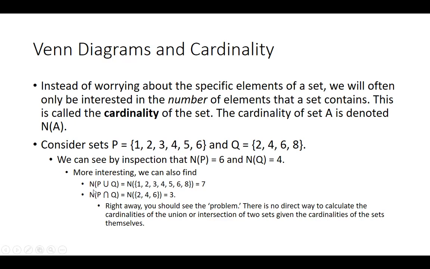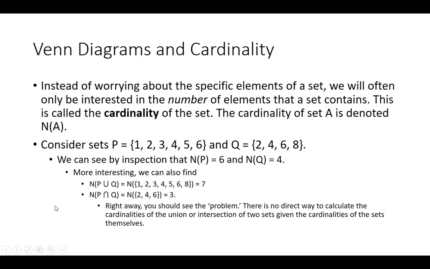More interesting, we can also find the cardinality of the union and the cardinality of the intersection of P and Q. The cardinality of the union would be the number of things inside the set {1, 2, 3, 4, 5, 6, 8}. And that's 7 things. The cardinality of the intersection would be the cardinality of {2, 4, 6}. And that's 3: 1, 2, 3 things.